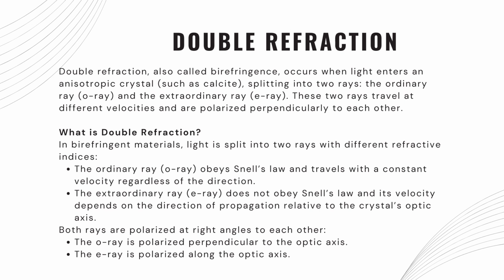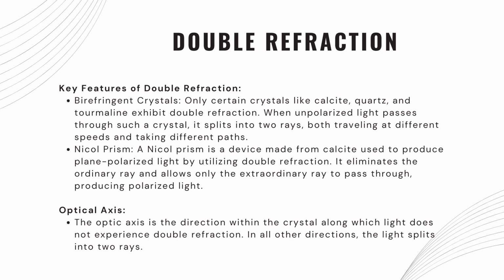Both rays are polarized at right angles to each other. The O ray is polarized perpendicular to the optic axis. The E ray is polarized along the optic axis. Key features of double refraction.